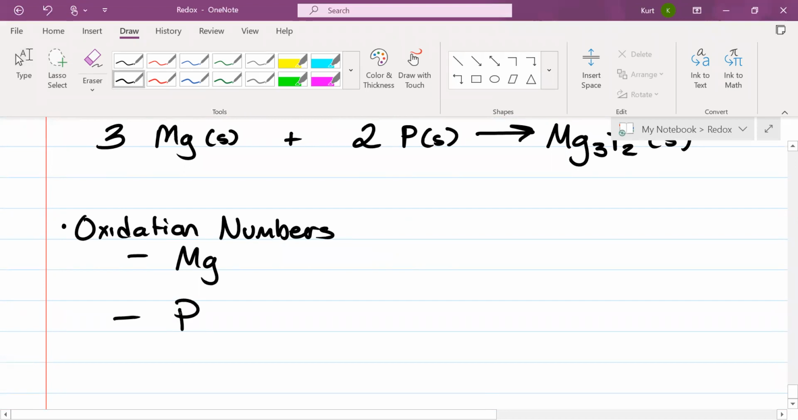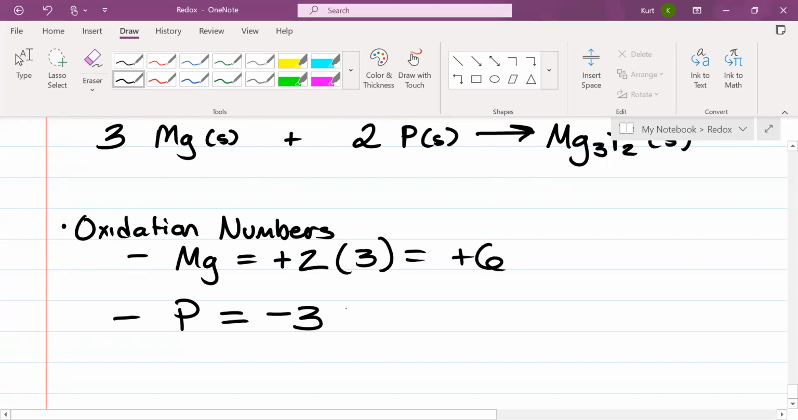What is the oxidation number of magnesium? I see a lot of you looking at the periodic table. Very good. Kevin? Positive 2. What is the oxidation number of phosphorus? Tim? Negative 3. Very good. So do positive 2 and negative 3 have a common multiple? 3 and 2, what do they both equal? 6. So you have to multiply positive 2 times 3 to get positive 6. You have to multiply negative 3 times 2 to get -6.